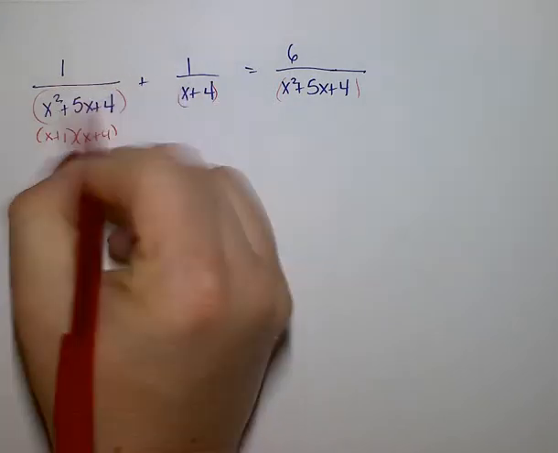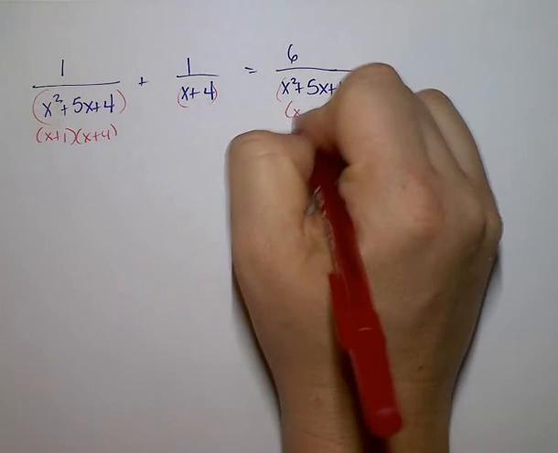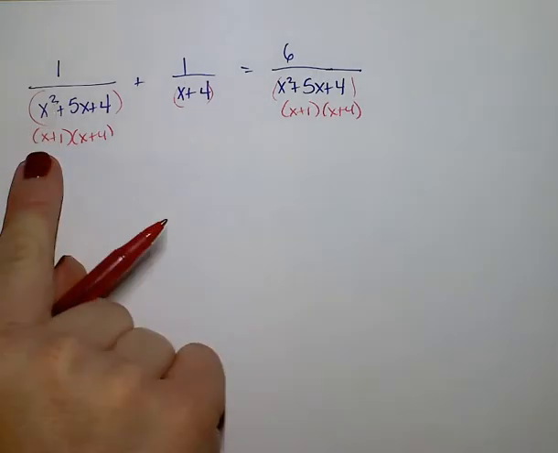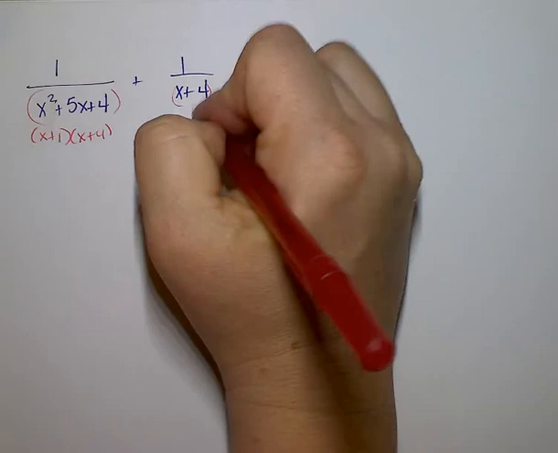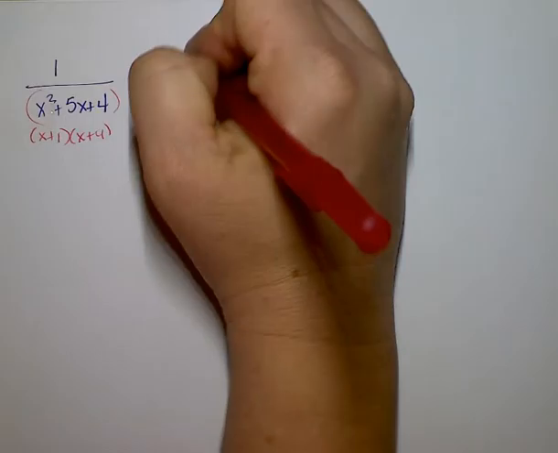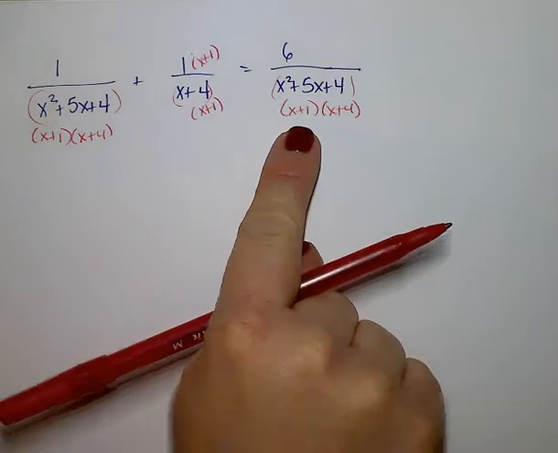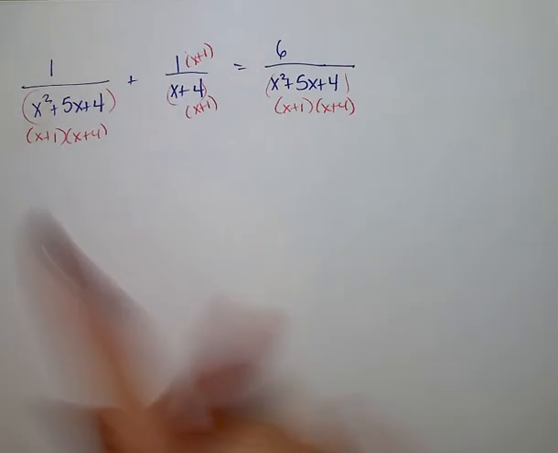We see the exact same expression over here, x plus 1 and x plus 4. So x plus 1, this is missing an x plus 1. We're going to attach by multiplication an x plus 1. Now they all contain a factor x plus 1 and the factor x plus 4. We found a common denominator.